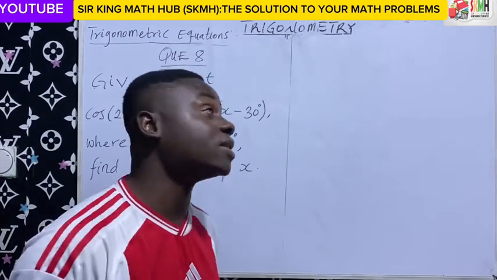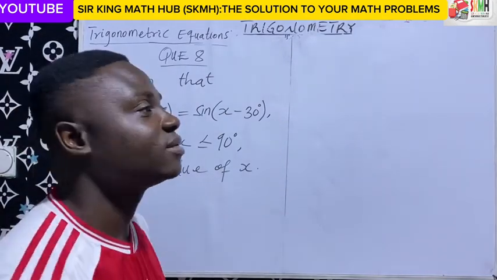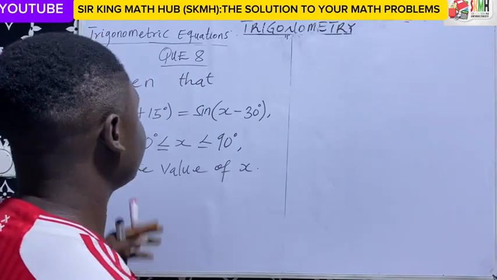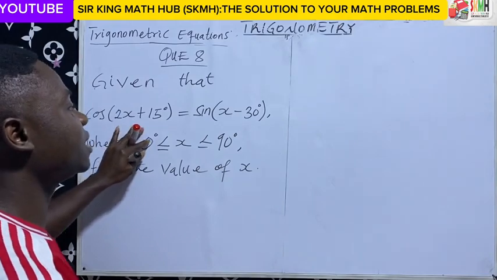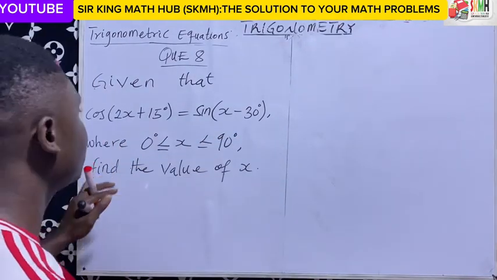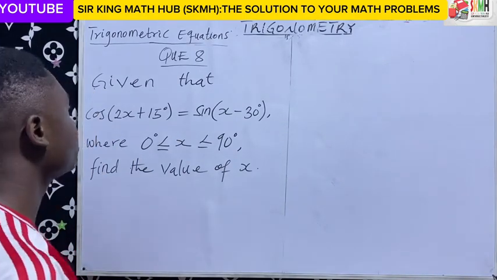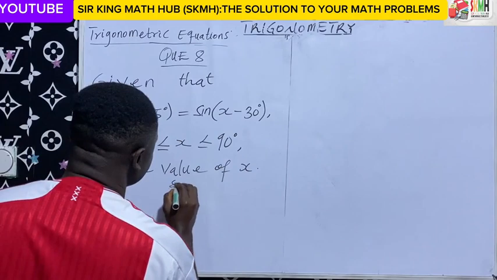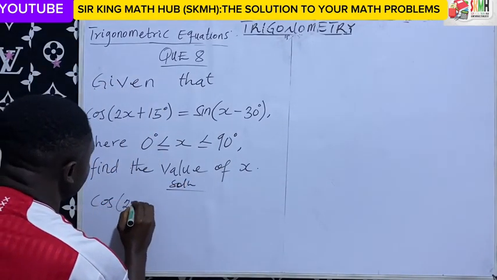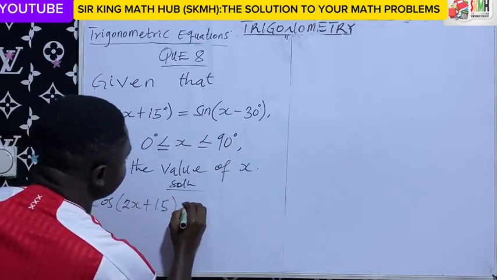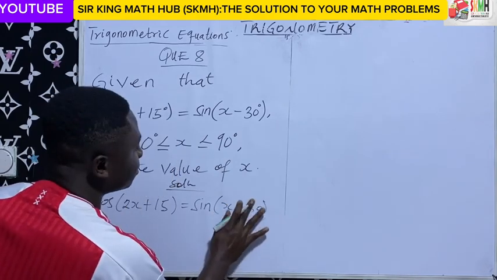We are still on trig equations and this happens to be our last question under trig equations. So question 8, given that cos(2x + 15) is equal to sin(x - 30), and we are told that x is located in the first quadrant, so we have to find the value of x. So how do we do that? Let me repeat the question. Cos(2x + 15) is equal to sin(x - 30).